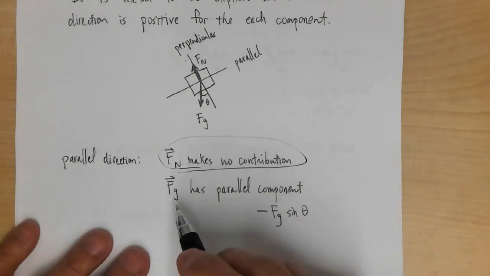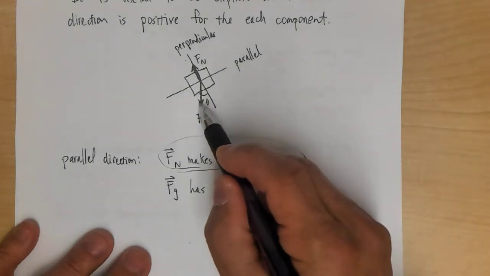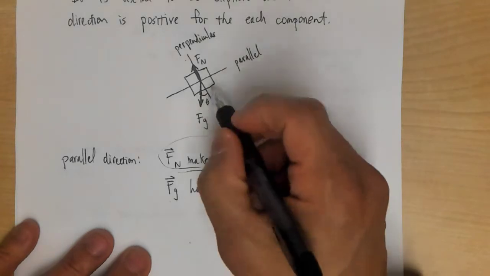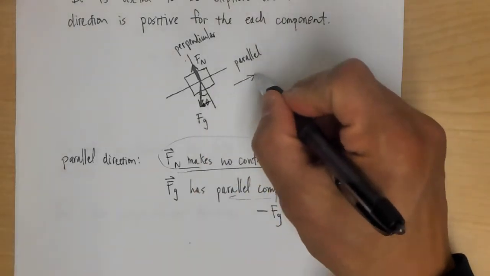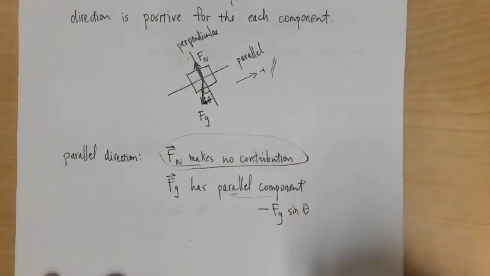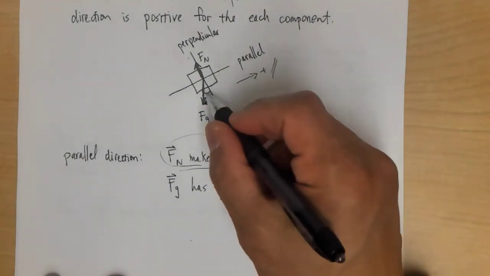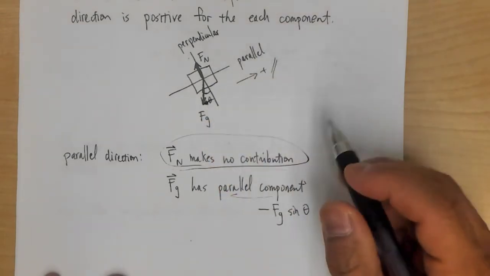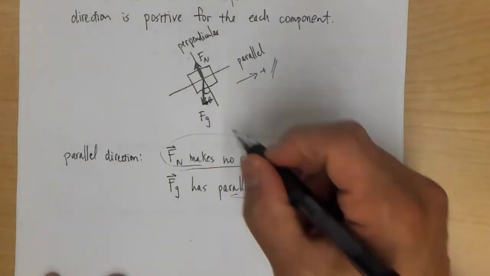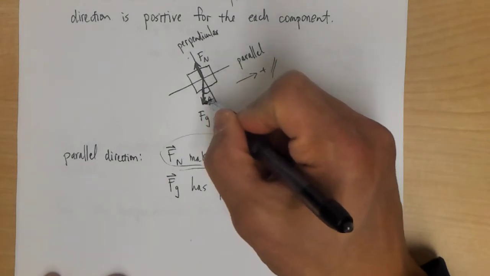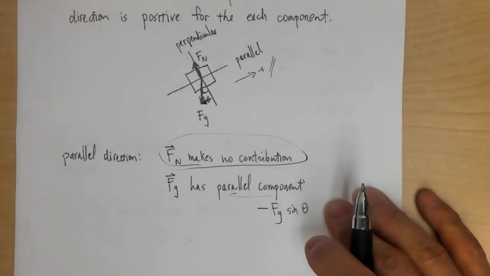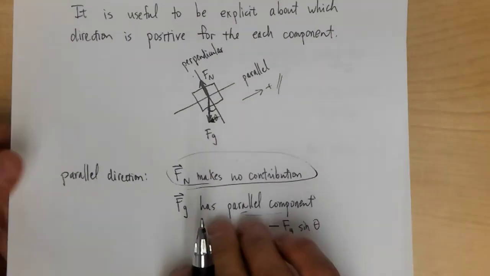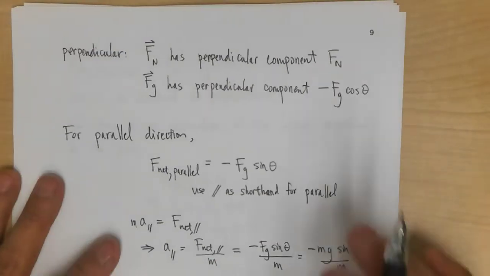Now the Fg, the force due to gravity, has a parallel component, and it's going down the plane because I took this to be the positive parallel direction. Okay, and this angle is theta, so this is the opposite side to theta. Fg is this hypotenuse times the sine of theta, and it's pointing in the negative direction, so it's minus Fg times the sine of theta. Now, let's consider the perpendicular direction. Okay, let's put these together.